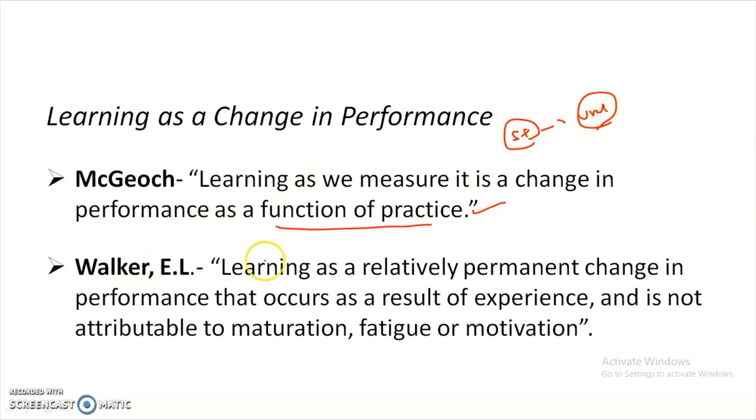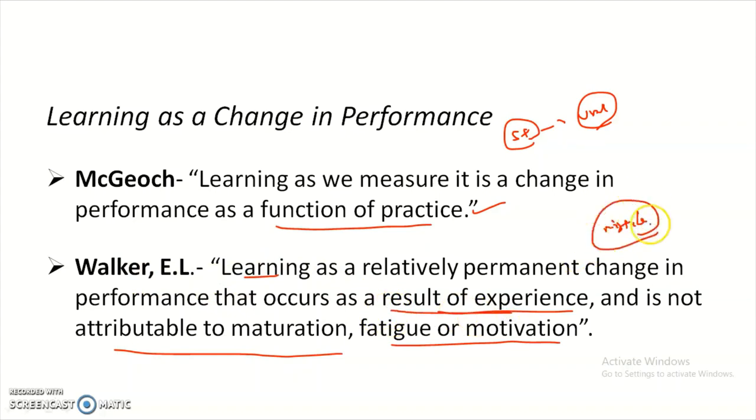And coming to Walker, learning is a relatively permanent change in the performance that occurs as a result of experience and is not attributable to maturation, fatigue, or motivation. That means, as per Walker's definition, learning comes from the result of experiences, right? Because if you made some mistake, from that mistake we will learn something, and whatever we learn from that mistake will not make you repeat it. If you are not repeating the previous mistake, it's nothing but a permanent change in your performance or in your behavior, right?